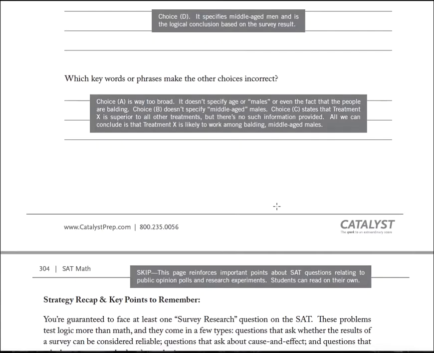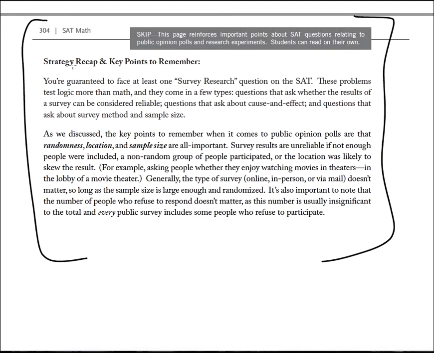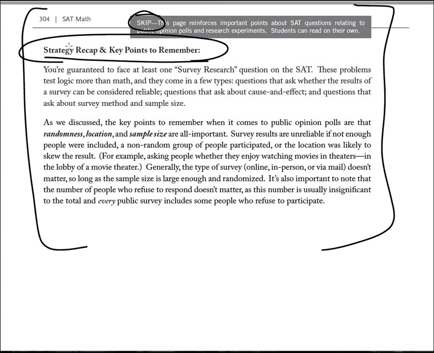Okay. By the way, this is for you as gurus: every single one of these questions has a strategy recap. You don't have to go through this, you're going to skip it. This is really for your students to check out on their own.